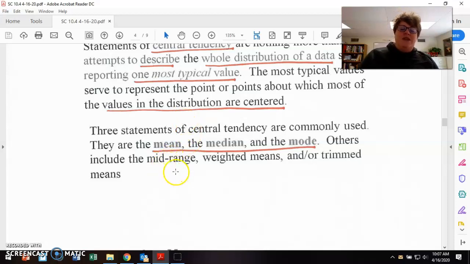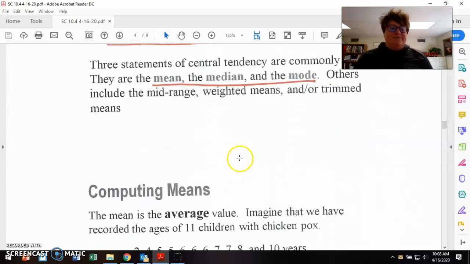You also can find mid-range and weighted means. We will talk about weighted means because that's how you find GPA. An A is worth 4 points, a B is worth 3 points, those kinds of things. So that's how we will figure GPA. And then a trimmed mean is when you take out outliers and you only find the mean of a certain portion of the data.